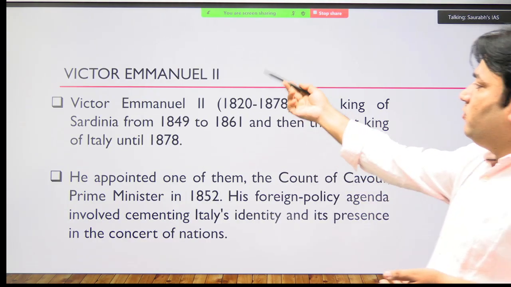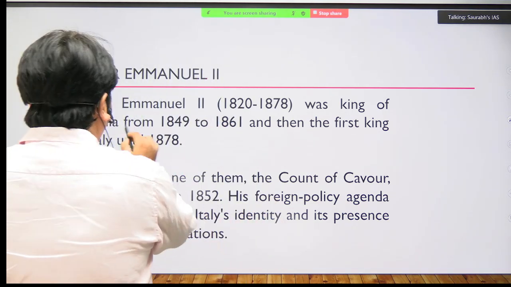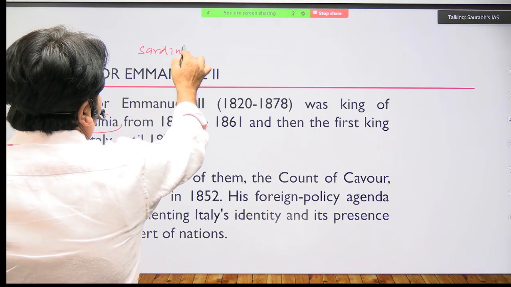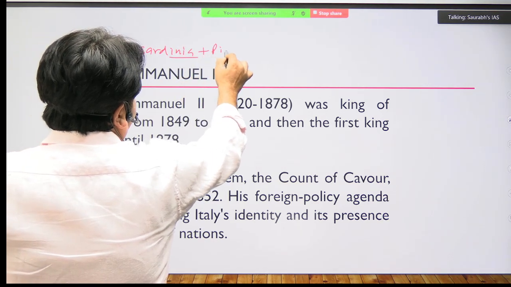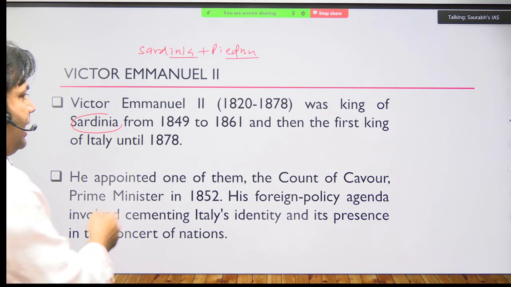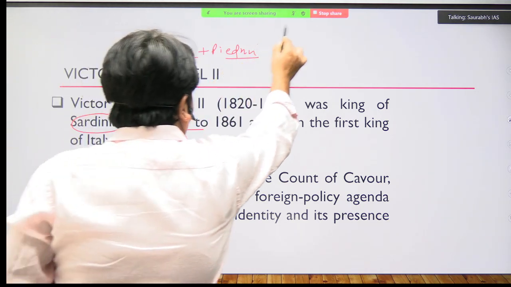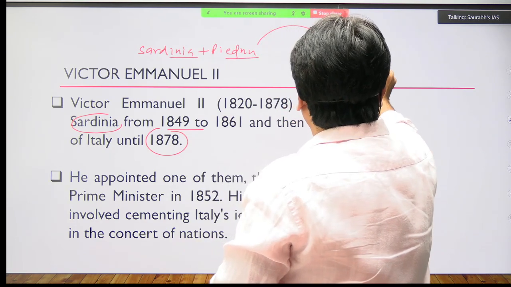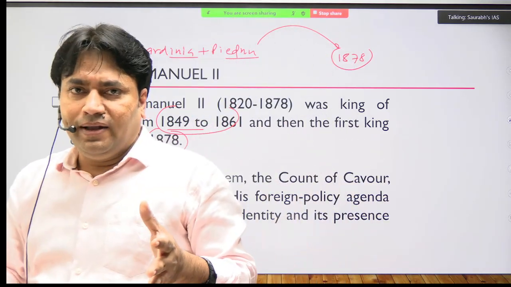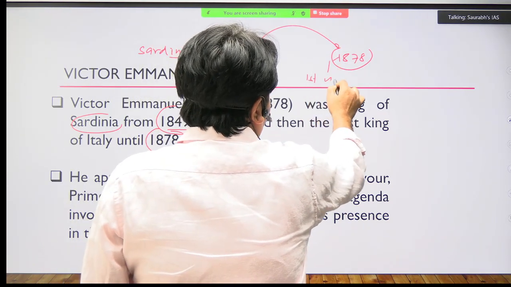Okay. Now what about Victor Emmanuel? I have already discussed with you that Victor Emmanuel was the king of Sardinia. When we say Sardinia, we keep these two words together, that is Sardinia plus Piedmont. So he was the ruler of Sardinia, right? And what has been written here, देखो, he was the ruler till 1878, ठीक है. इसका एक अलग कॉन्टेक्स्ट है समझने का, राइट. इसका मतलब ही वॉज द रूलर ऑफ द फर्स्ट यूनिफाइड इटली.